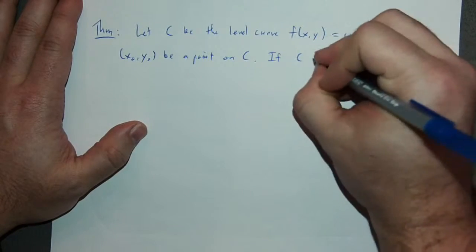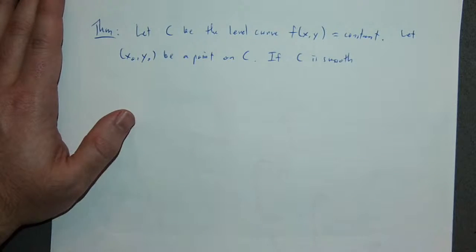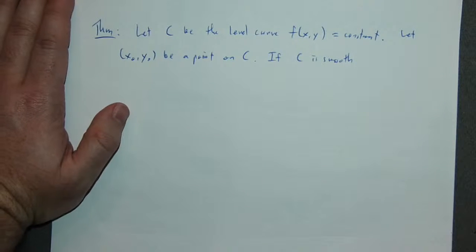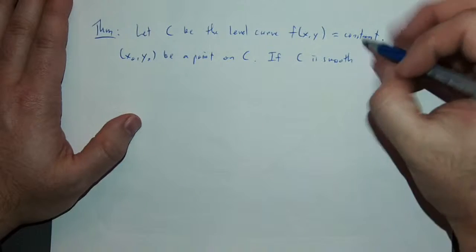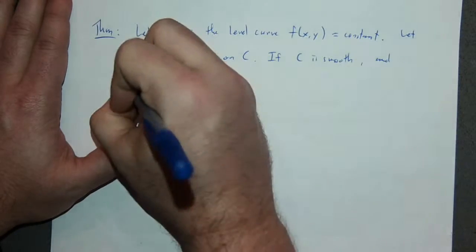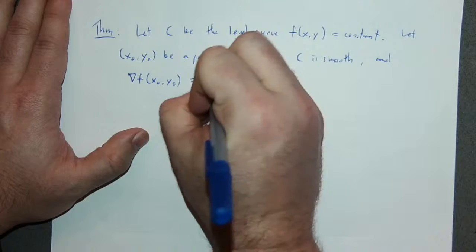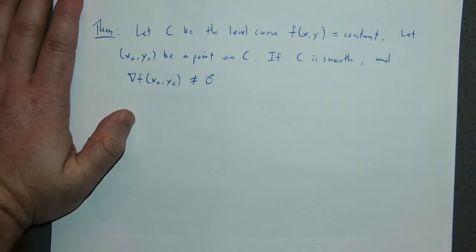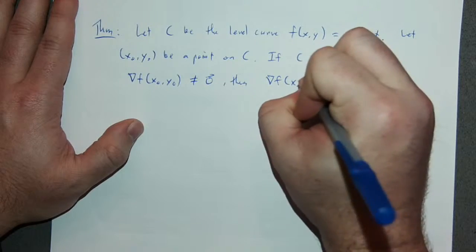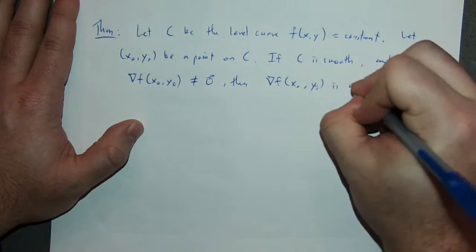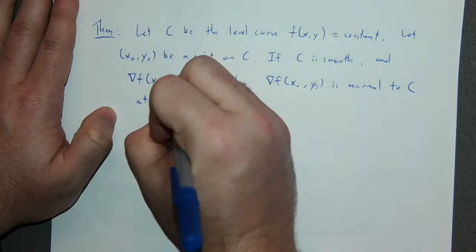If C is smooth, and we'll assume that, so this is good enough to get you what you want, but f is differentiable, which means it has its first order partials at x naught, y naught. We don't have to worry about any of that. So if C is smooth, and if the gradient of f at x naught, y naught is not the zero vector, okay, then the gradient of f at x naught, y naught is normal to C at x naught, y naught.